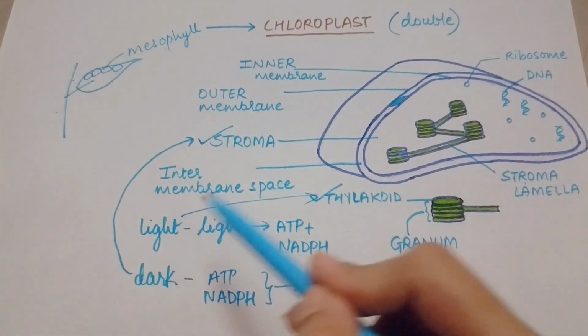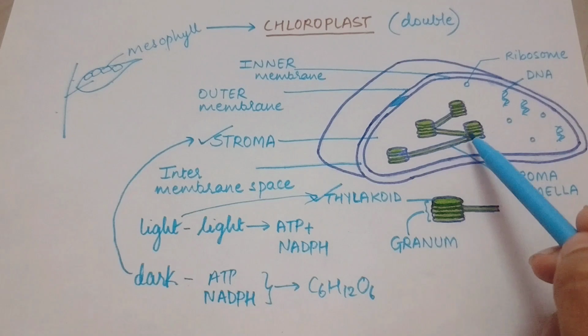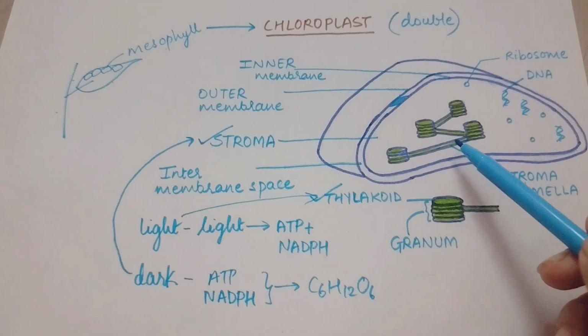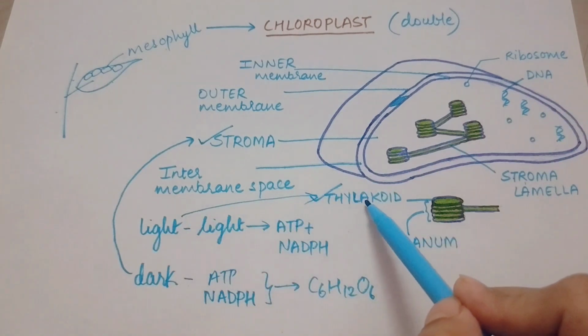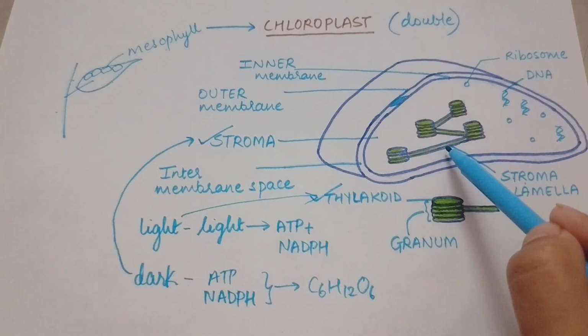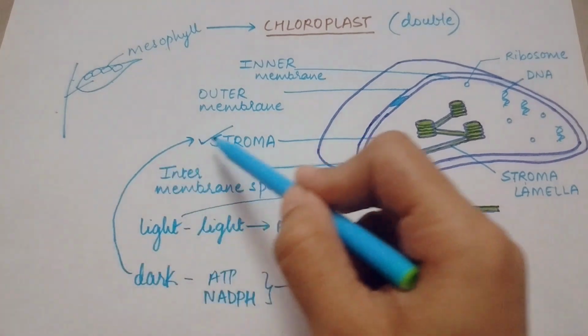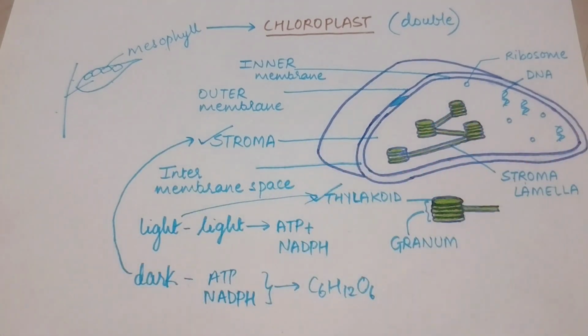Okay, so light reaction will take place in thylakoid and also the stroma lamellae. This is also a green colored structure. It also has chlorophyll. It also has pigments. Okay, so light reaction will take place in thylakoid membrane and stroma lamellae. Dark reaction will take place in the stroma, the matrix.